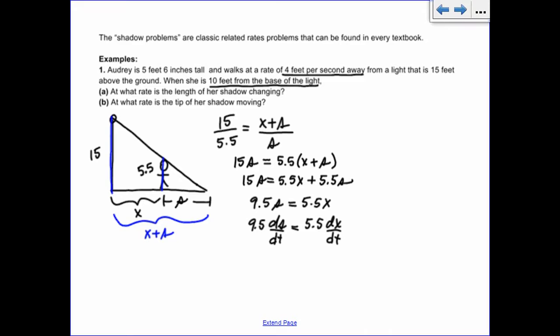So it says at what rate is the length of her shadow changing? So the length of her shadow is this ds over dt. So 9.5 ds over dt equals 5.5 times 4. She's walking away at a rate of 4 feet per second. So when I divide it out, I get ds over dt equals 2.316 feet per second.